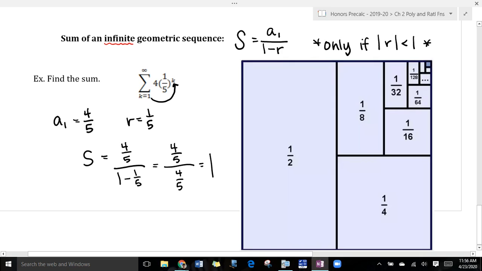Now, don't be mistaken in thinking that your sums will always be 1 with these infinite guys. I just happen to have 2 different examples here where that worked, okay? So these are not always the case, but just make sure you're finding the first term and doing 1 minus that r value in the denominator. But again, only if your ratio is less than 1. Your numbers are getting smaller.